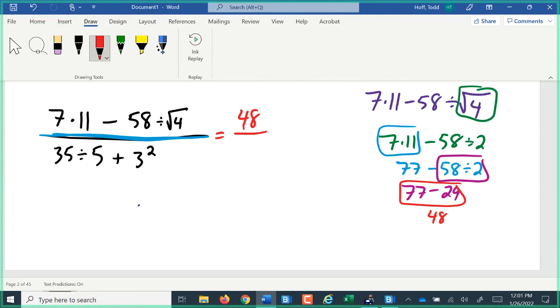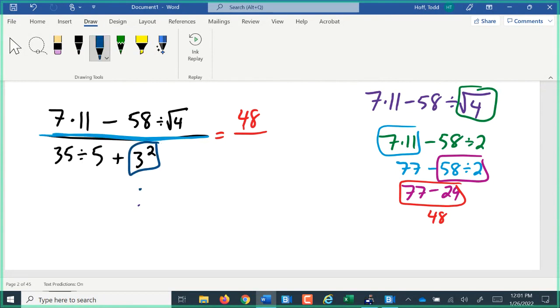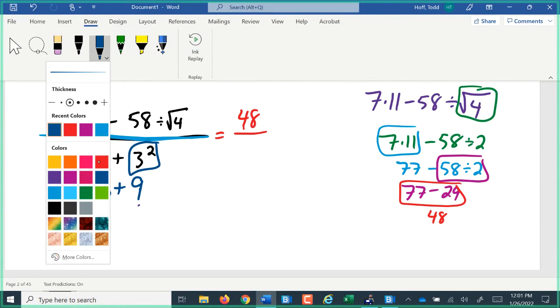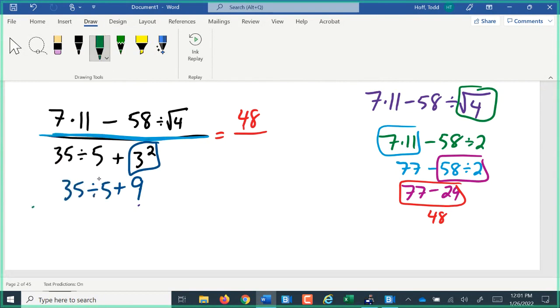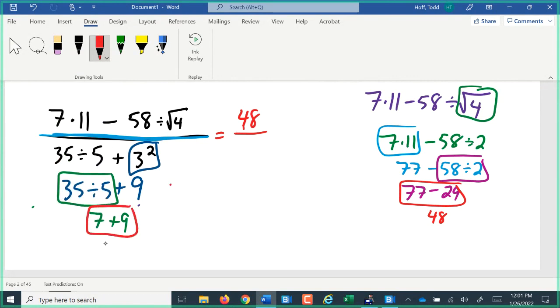Now we have to do what's on the bottom. On the bottom, again we have an exponent, a power. 3 squared is 9. So we have 35 divided by 5 plus 9. No more exponents, but we do have division. 35 divided by 5 is 7. And finally, all that's left to do there is 7 plus 9, which is 16. So the bottom of that reduces to 16.